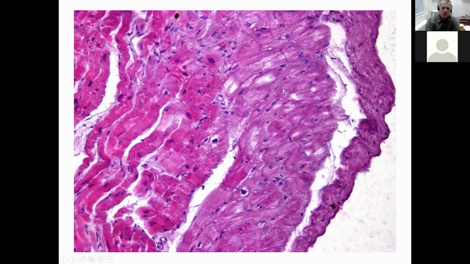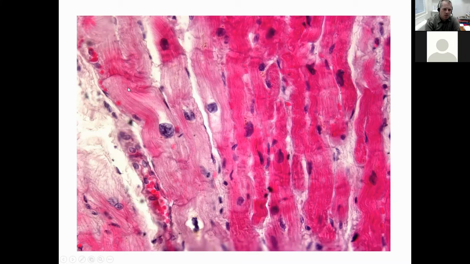It's another picture. Now the Purkinje fibers are on the left, okay, and the normal myocardium is on the right. So you can see they are larger and more palely stained.